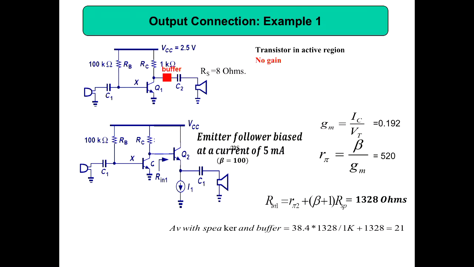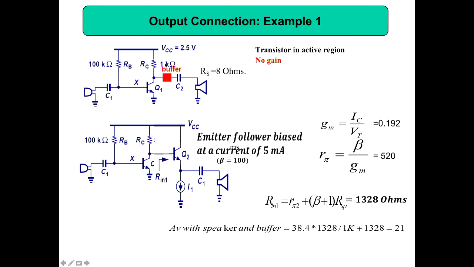Now, voltage gain with speaker and buffer equals... earlier here the gain is 38.4. Now you are getting a potential divider, 1k, here you got 1k, and then when you look from here, what is happening is that it is 1328, that is a higher impedance. So then you can get 1k in parallel with 1328, which gives a gain of 21. You know what I meant?